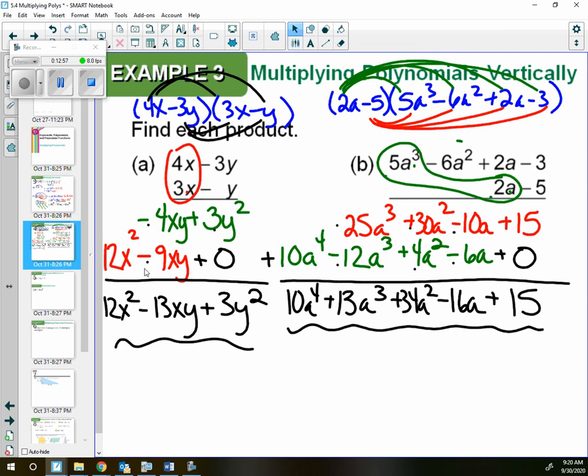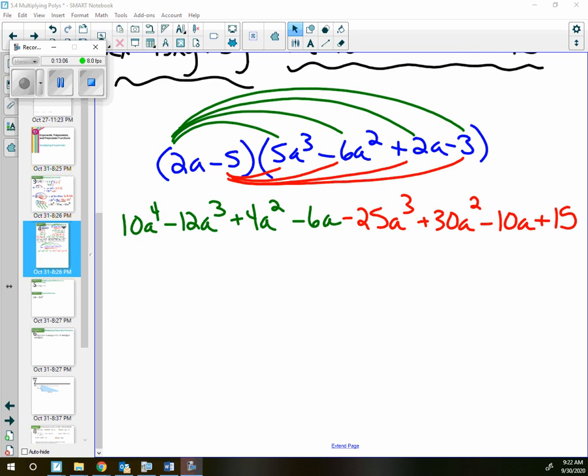So that's the vertical representation. That may work well for you if you like having those place values lined up, it makes it a little bit easier to keep track of your work. All right, I wanted to show you the other option that I talked about, going horizontally for your multiplication.